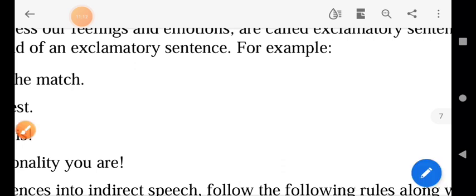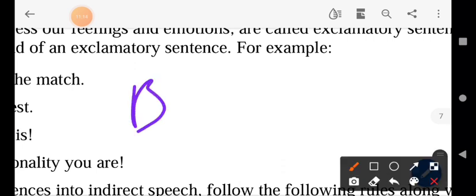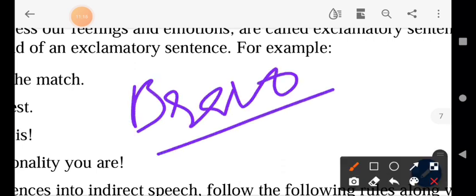When do we express that word? When do you use that interjection word "bravo" to construct the exclamatory sentence? Bravo is used to express approval when a performer has done something well. When the performer has done very well, we say "Bravo." We will express those sentences, my dear students.